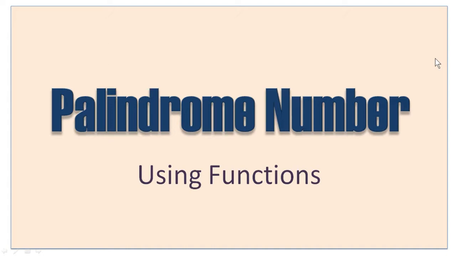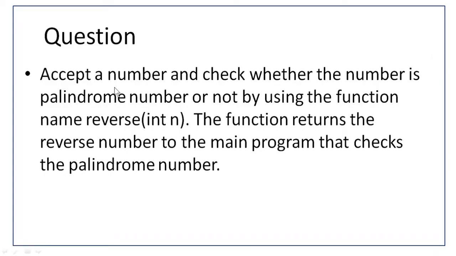If you reverse 123, it will become 321. It is not the same, so it is not a palindrome number. So you are going to check after reversing it using functions. Okay, so you are going to see the question first: accept a number and check whether the number is a palindrome number or not by using the function named reverse.